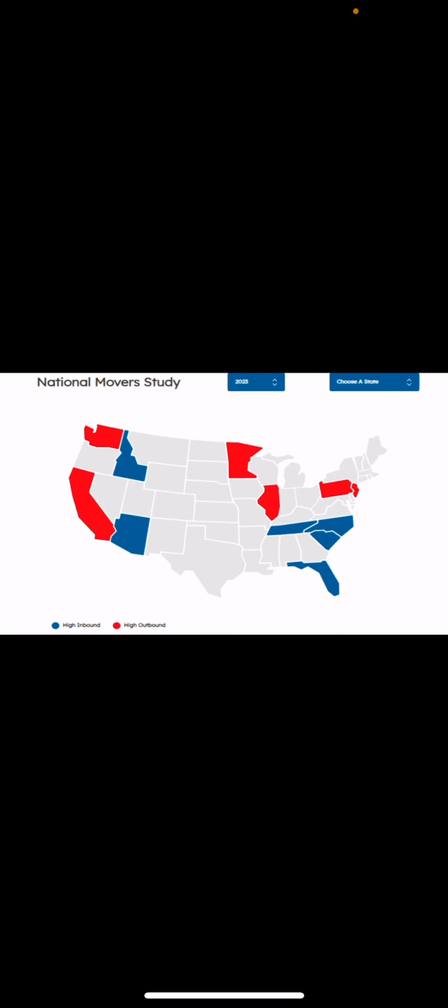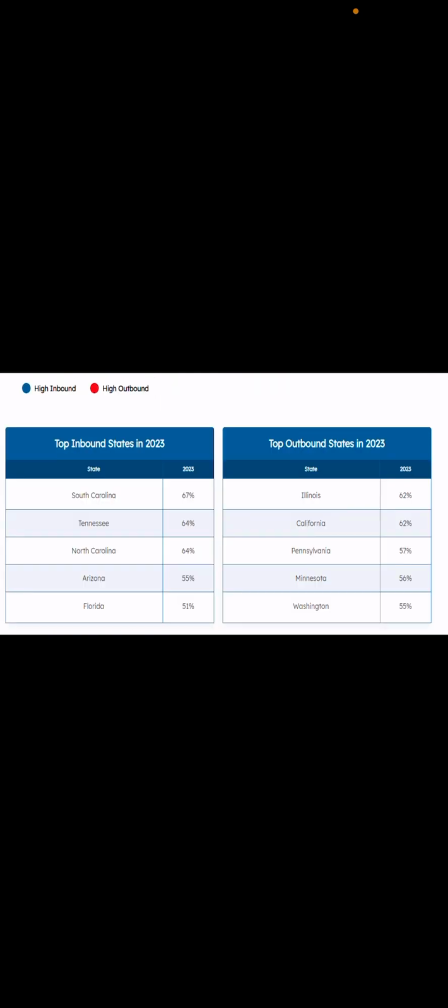National Mover Study. This data has also not been updated since last month, but in general, southern states are having the highest increases. Northern states and California are having the most people leaving the state. The Carolinas and Tennessee have the most inbound, and Illinois, California, and Pennsylvania have the most outbound, with Illinois leading the past 10 years. So the past 10 years, Illinois has been the number one state for people leaving. Not a hot state for people to be moving to, or, I would say, for businesses to be trying to move their business there.